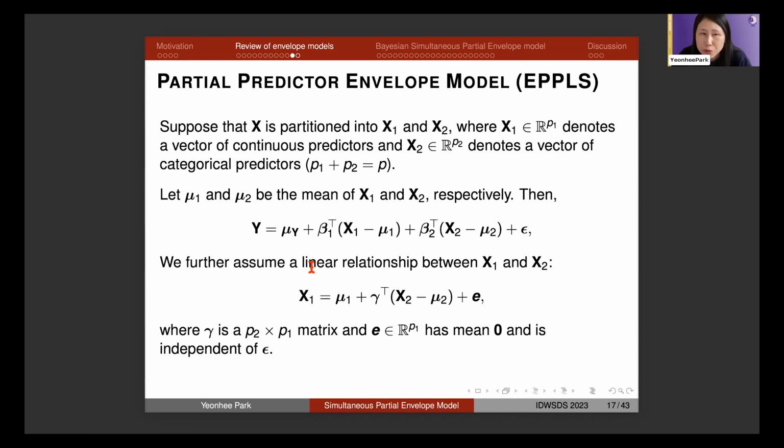So suppose that predictors X are partitioned into X1 and X2, where X1 is a vector of continuous predictors and X2 is a vector of categorical predictors. Then we could write down the standard model, and we further assume a linear relationship between X1 and X2. This is commonly seen in mediation or causal inference. So regressing X1 on X2, we have an error term E, and this error E is assumed to be independent of the error in regressing Y on X.